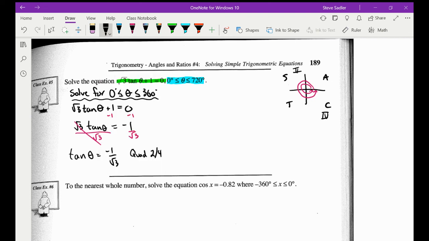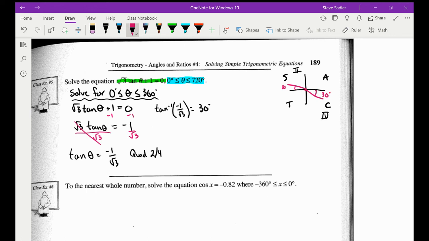So in this case, if we find that tan value, we are going to do tan to the negative 1 of negative 1 over root 3, and we are going to get 30 degrees. So 30 degrees in quadrants 2 and 4 are going to look something like this. 30, I drew them a little bit close, didn't I? Sometimes my sketches are bad. 30 degrees there as well.